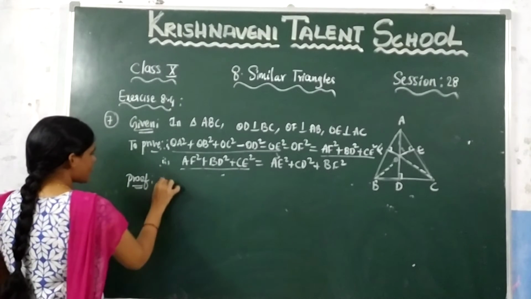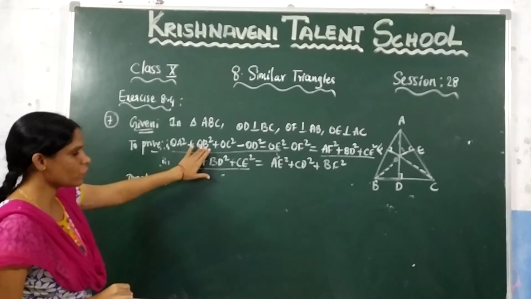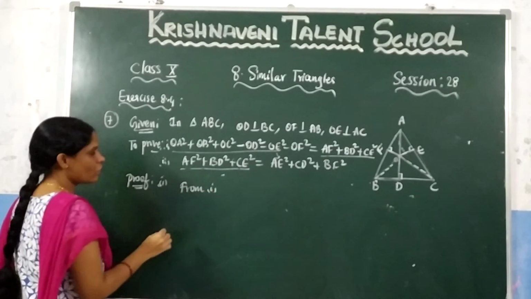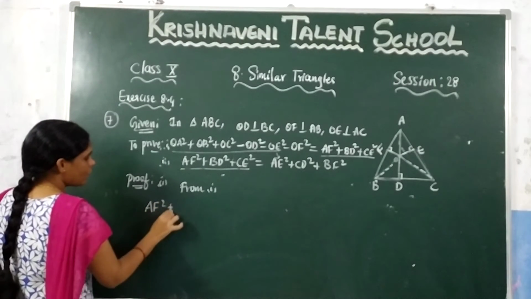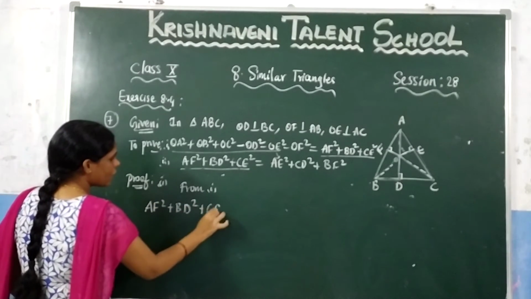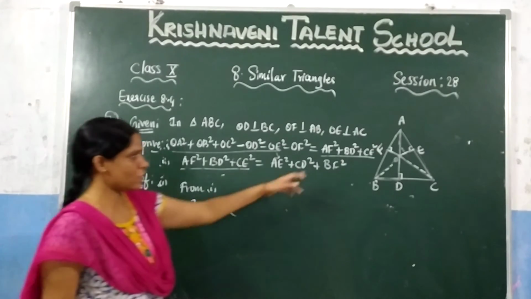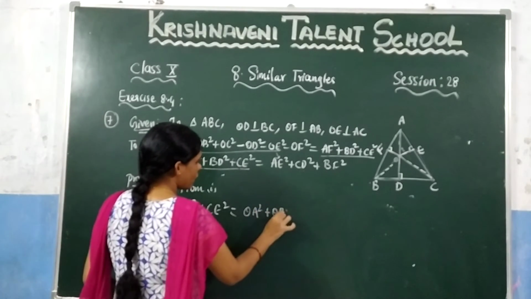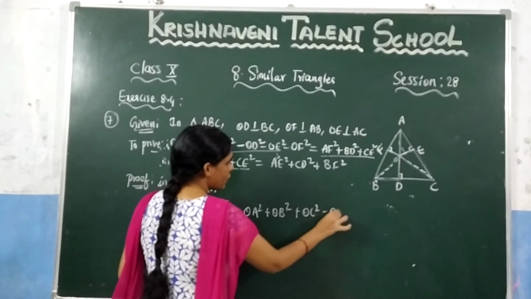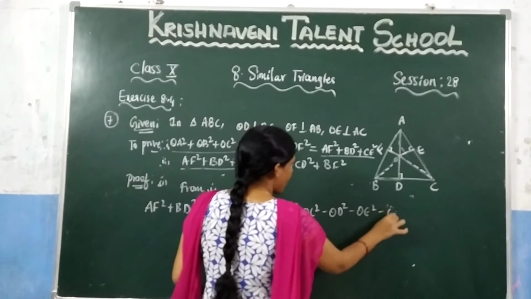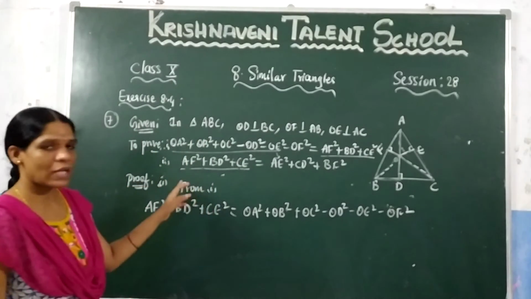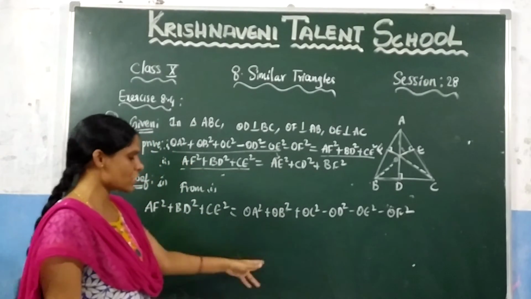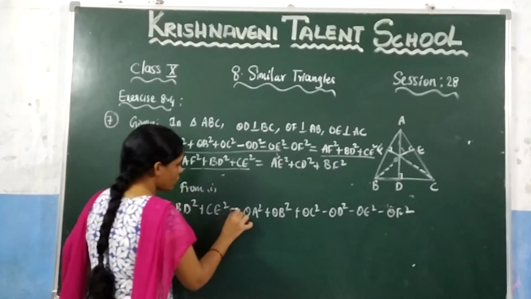So now we are going to prove the second condition. Since we already proved the first condition, write it here from 1. From the first condition, what we have proved? AF square plus BD square plus CE square. I am writing in the reverse direction. This one is equal to this one. So what is the value? OA square plus OB square plus OC square minus OD square minus OE square minus OF square. Right? This is what we have just proved here. Now you need to prove this value is equal to this value. Then we can say that these two values are equal. So like that we need to prove now.